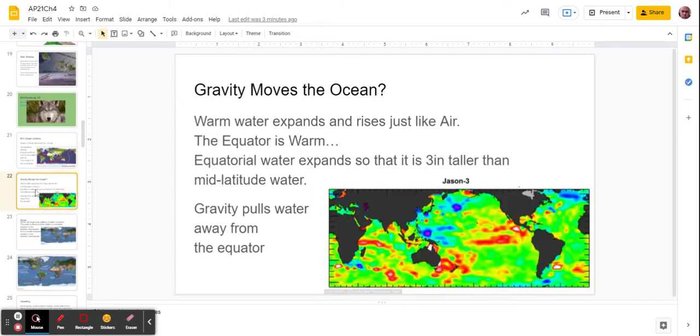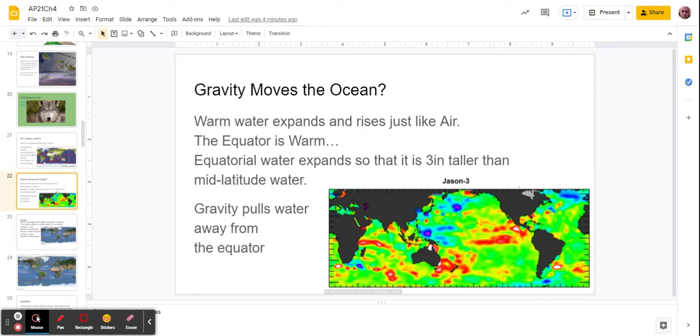Gravity. So gravity does move the ocean. So warm water, it expands just like air does. And down at the equator, it's warm. This is a map of surface temperature anomalies. And you can see that there is some warmth off the equator here. And there's warmth off the equator there. And there's also some southern hemisphere heating here. This is probably fall for us or winter. And then up here, you're a little colder. You have some spots.